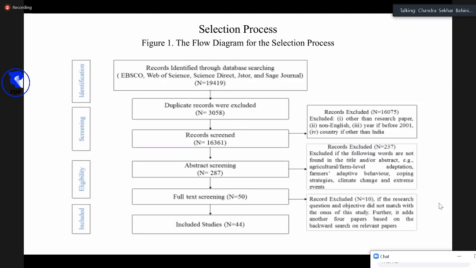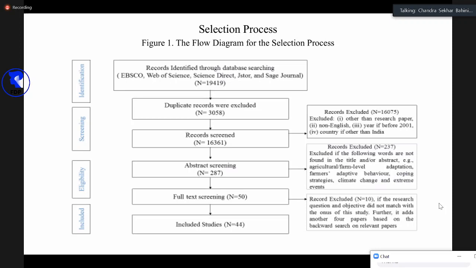We ended up with around 16,361 articles. Now we have to exclude those that are not empirical research papers, are non-English, are before 2001, or do not focus on India. While doing that, we excluded many papers and were left with just 287 articles.